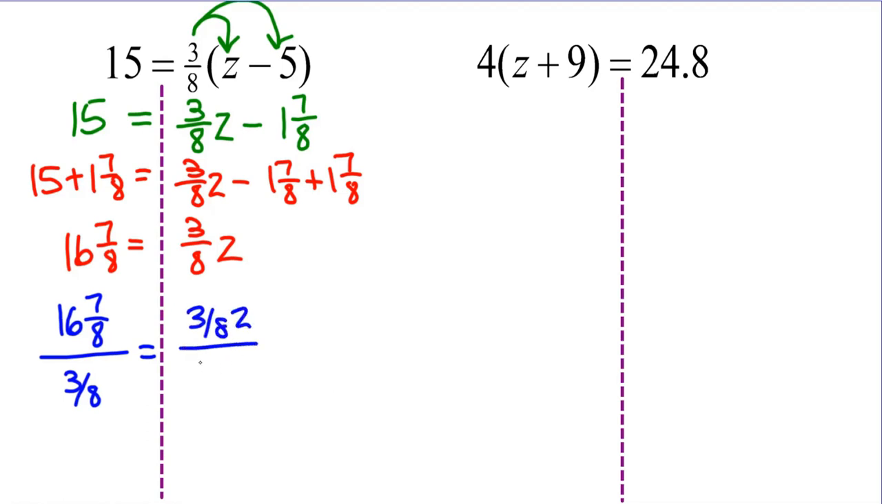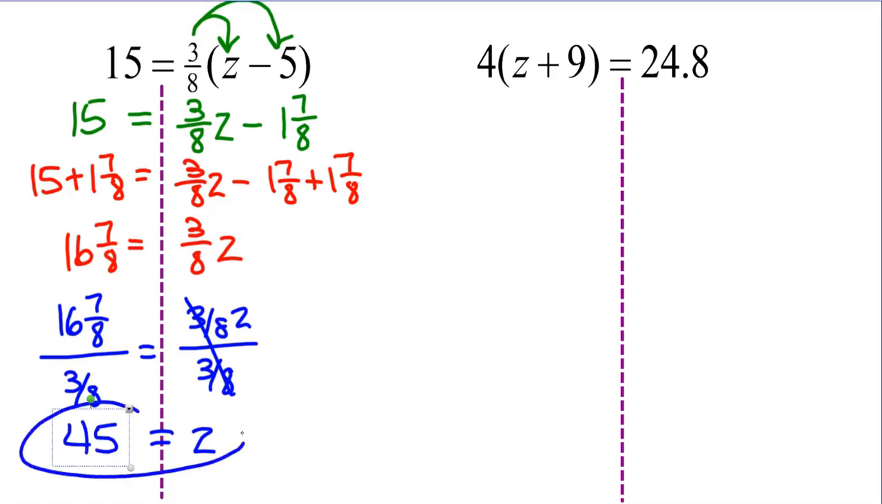3/8 z divided by 3/8. And again, these two will cancel each other out. All I have is z, and 16 7/8 divided by 3/8 is 45, and there's my solution. Z is equal to 45. And then lastly, 4 times z plus 9 equals 24.8.